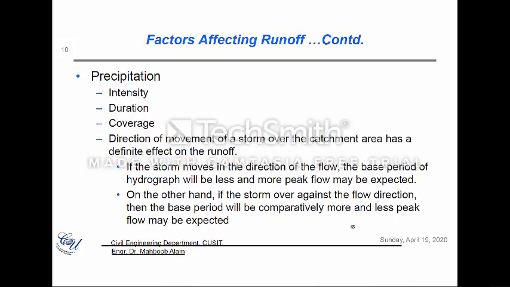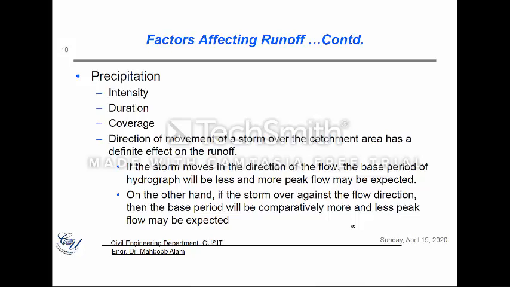First of all, precipitation. It's very understandable that the more precipitation there is, the more runoff there would be, but then there are other things that would affect the volume of runoff. For example, let us look at the intensity. Now, intensity usually is measured in millimeters per hour or inches per hour. These are the units of intensity.